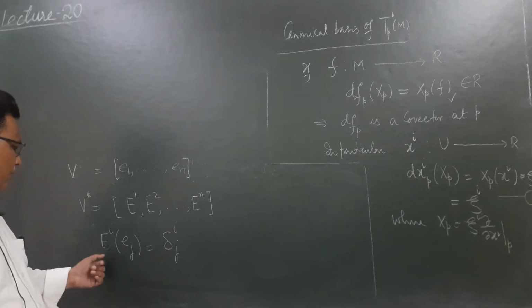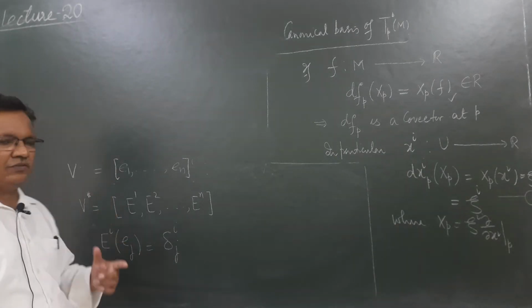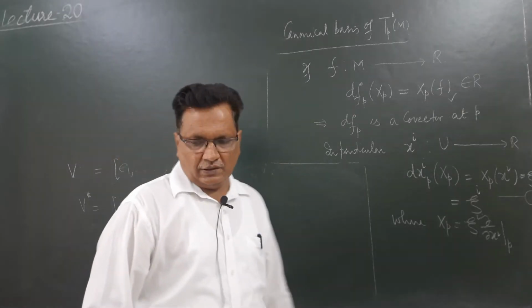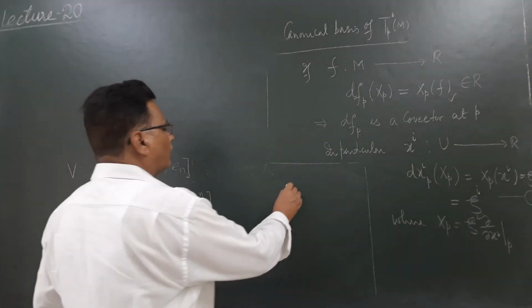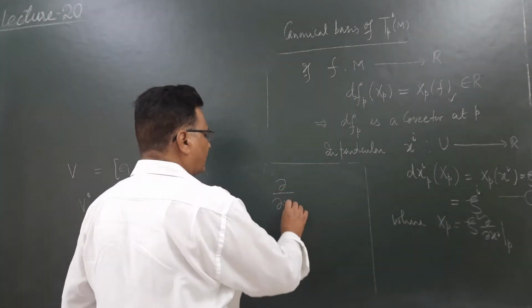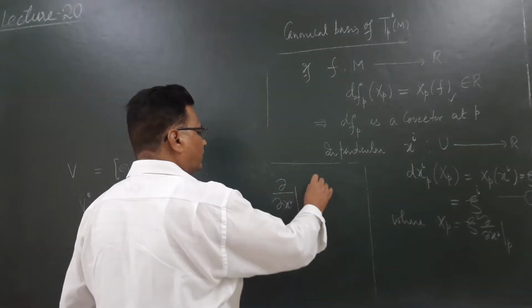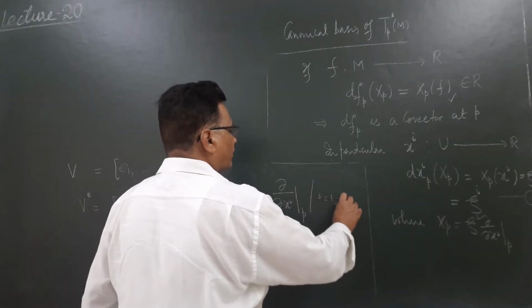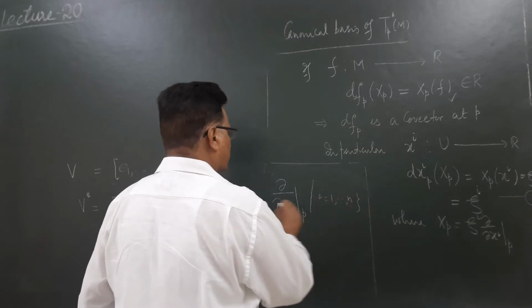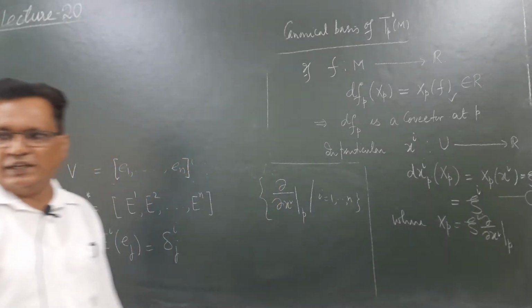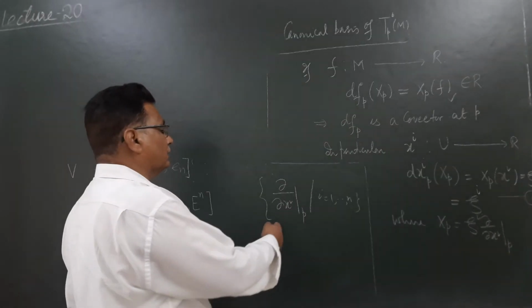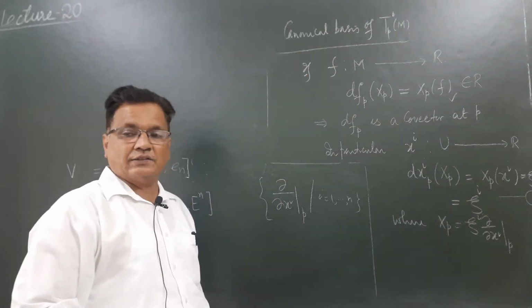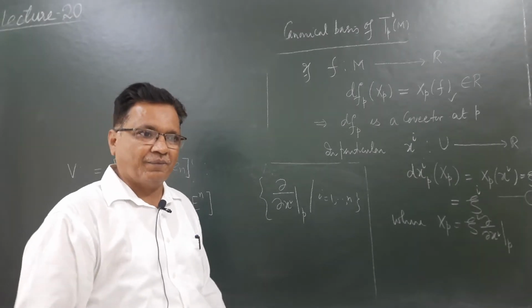So elements which have this property form a basis; this is a standard rule for a dual basis. So what I am doing is, I already know that del upon del x^i at P, where i is running from 1 to n, form a basis of the tangent space. So I have to search out those covectors which, operating on del upon del x^i, give me the Kronecker delta.